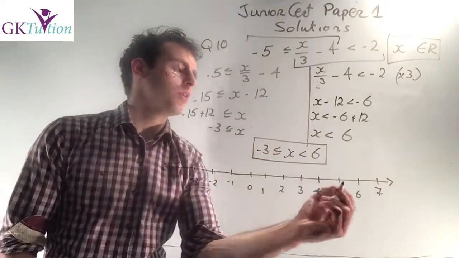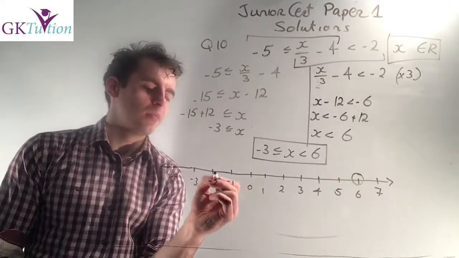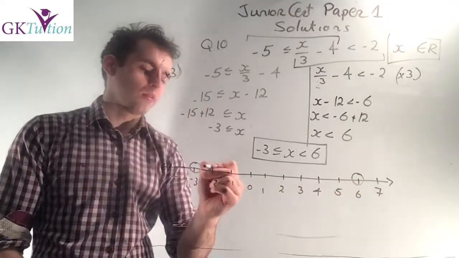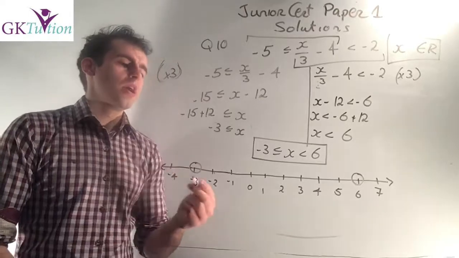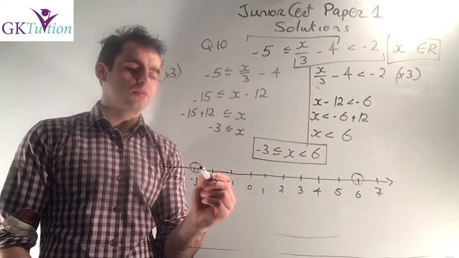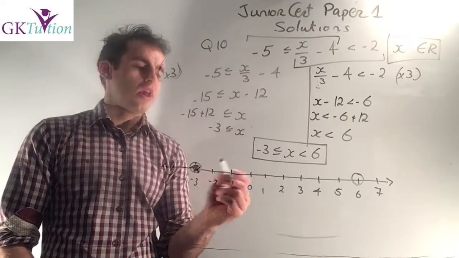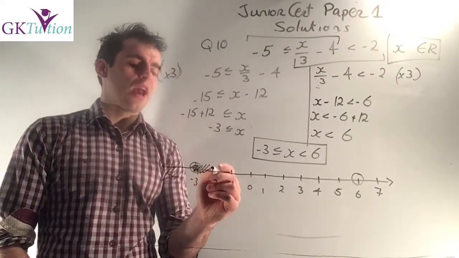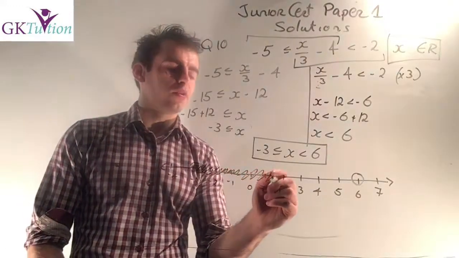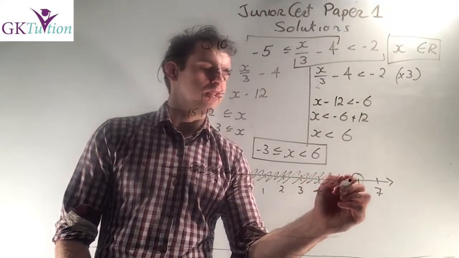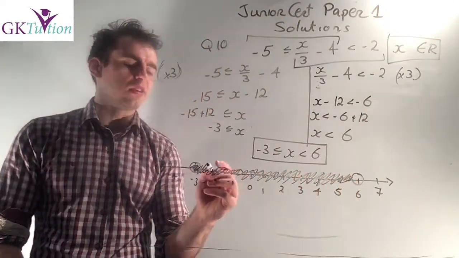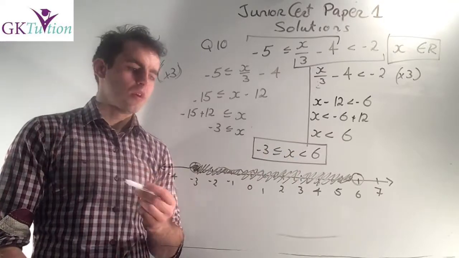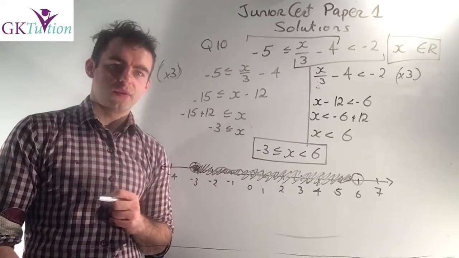Which means I want to include everything from 6 to minus 3. So I just put a circle around my 6 and my minus 3. It could be equal to minus 3, which means I shade in this circle. It can't be equal to 6, so I don't shade that one in. And I need to include every single number between minus 3 and 6. And in order to do that, I'm just going to basically shade in the number line from minus 3 to 6. So for part B, that's what the marks are going for.